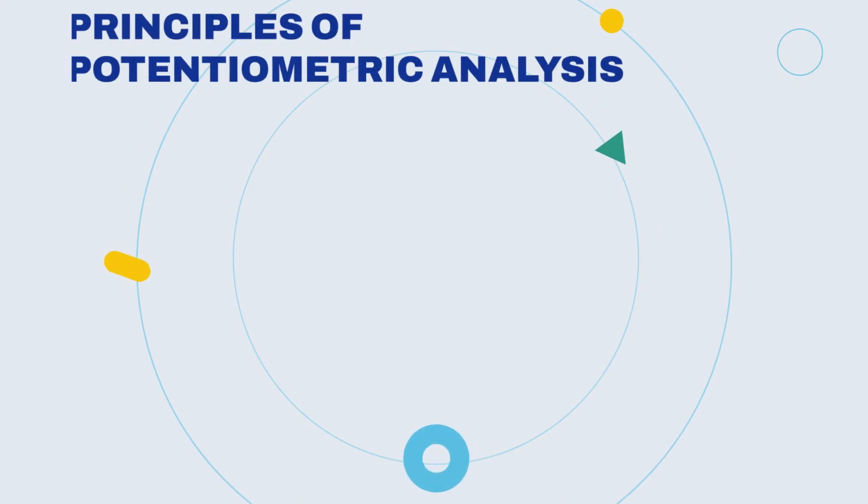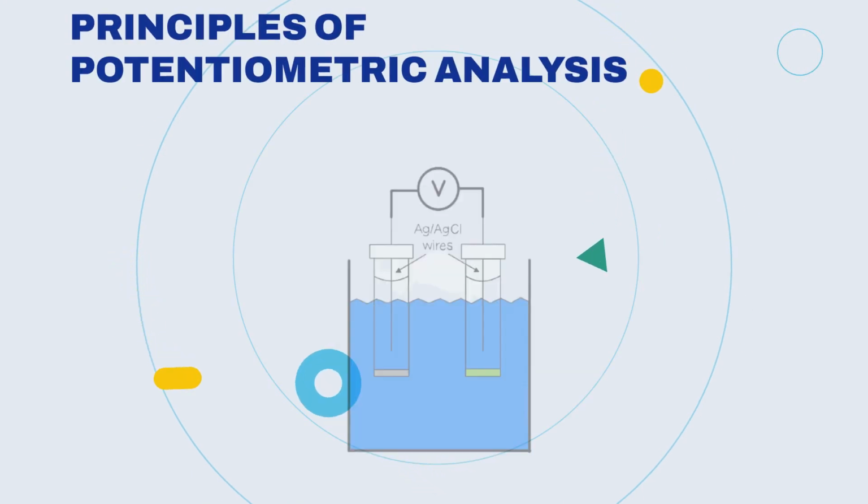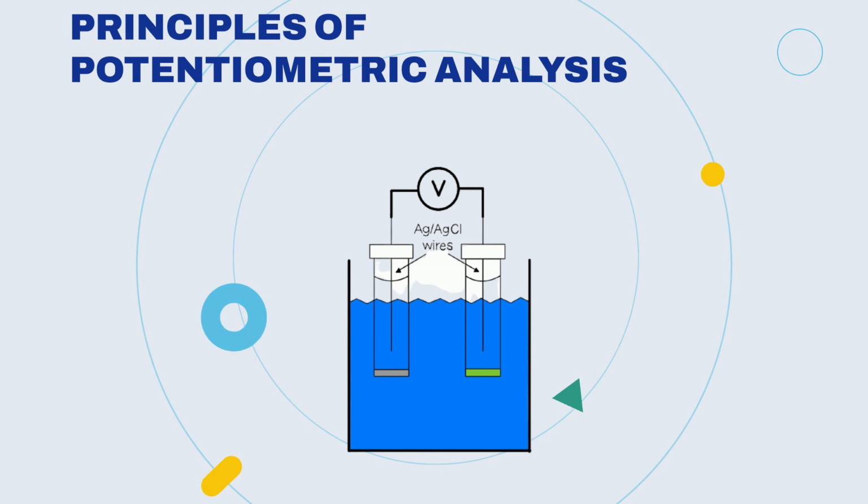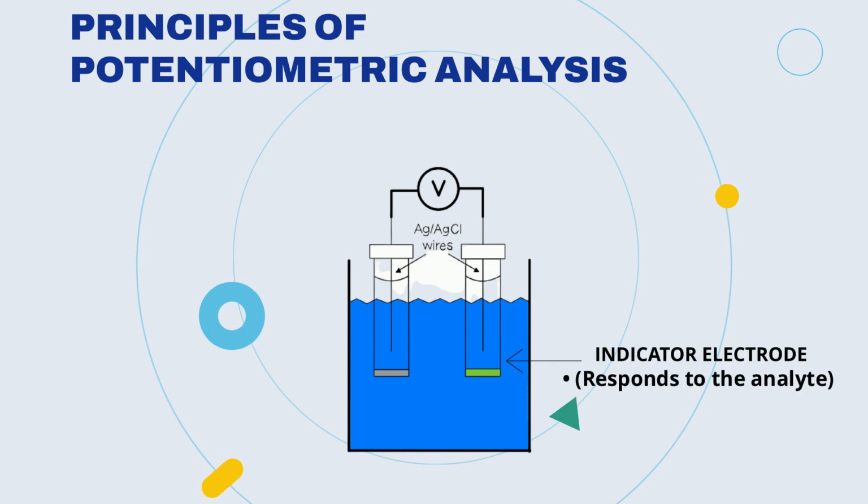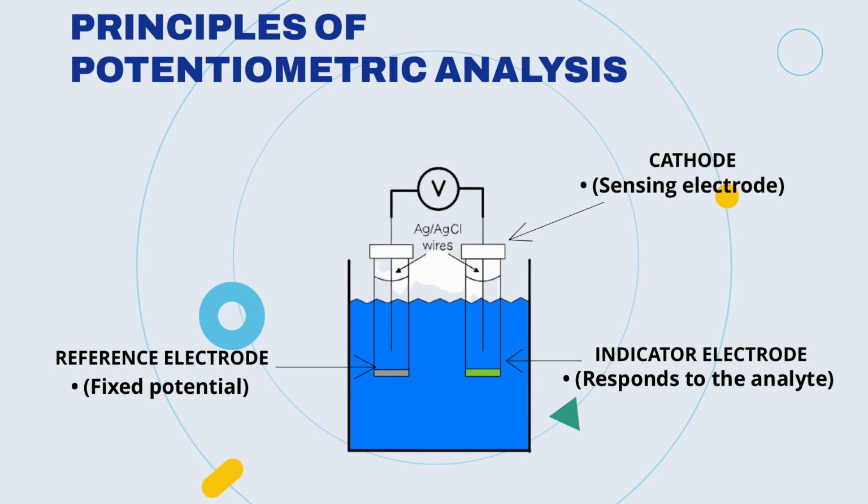Let's start with the principle of potentiometric analysis. A complete cell consists of an indicator electrode that responds to the analyte, and a reference electrode of fixed potential. The potential difference is measured between these two electrodes. Cathode acts as the sensing electrode, while anode acts as the reference electrode.